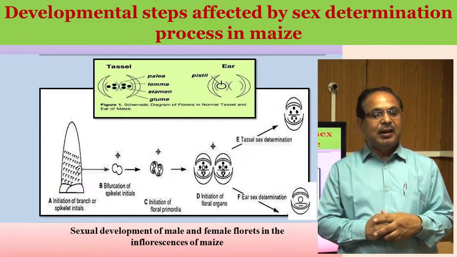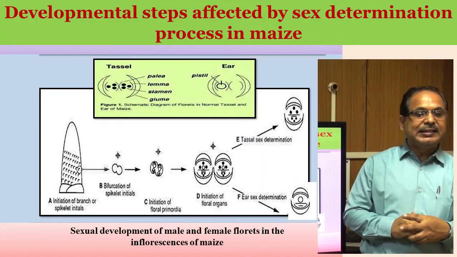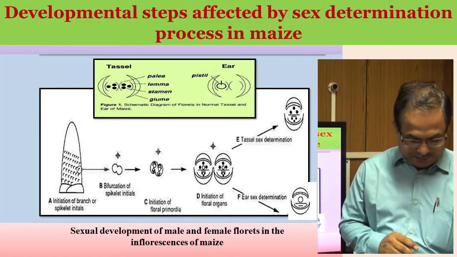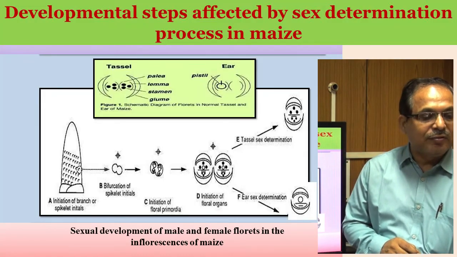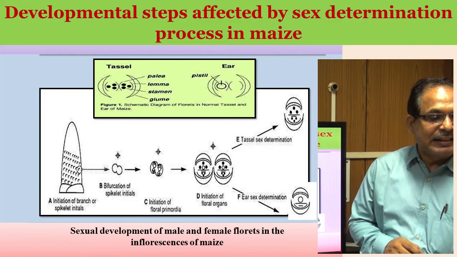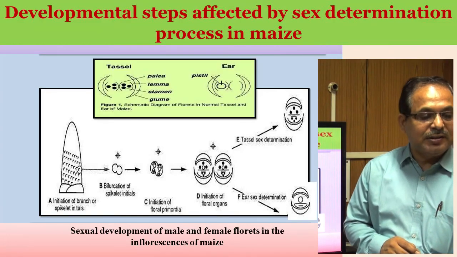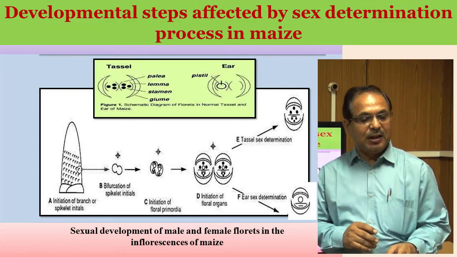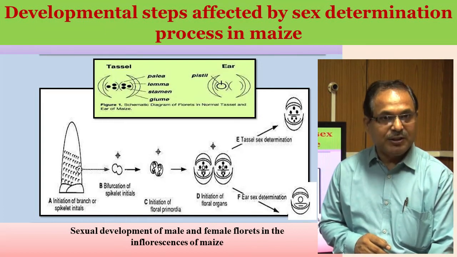Developmental steps that are affected by sex determination in the case of maize, we can see the different parts of the tassels and ears there. So these are the six organs of the maize plant, and the sexual development of male and female florets is shown here. The maize inflorescence is there.